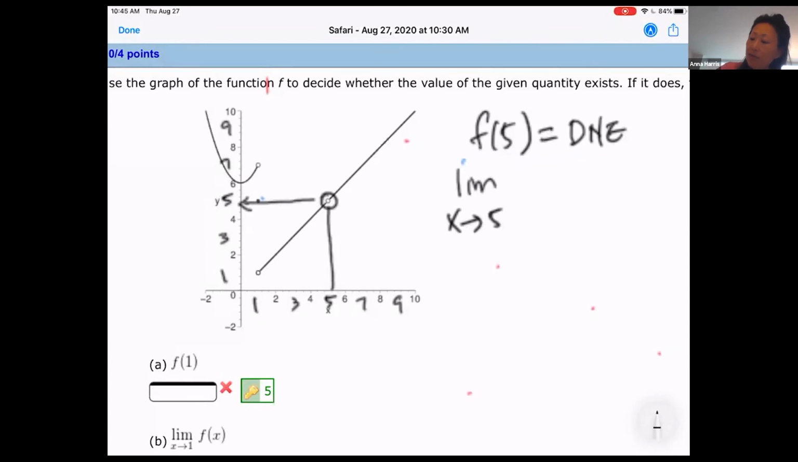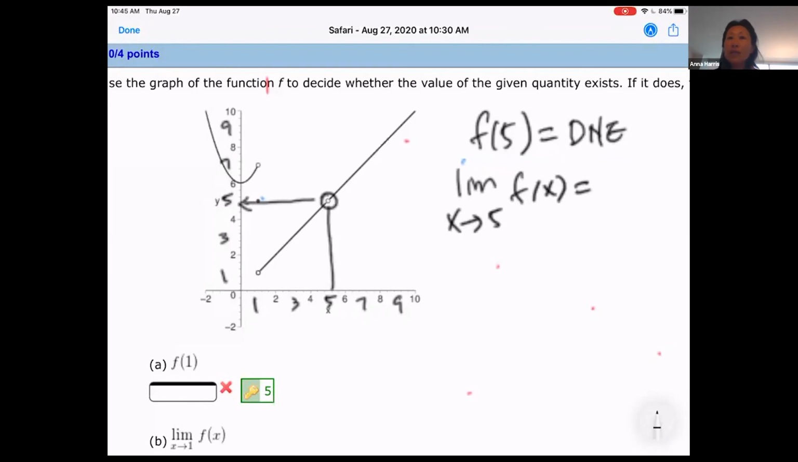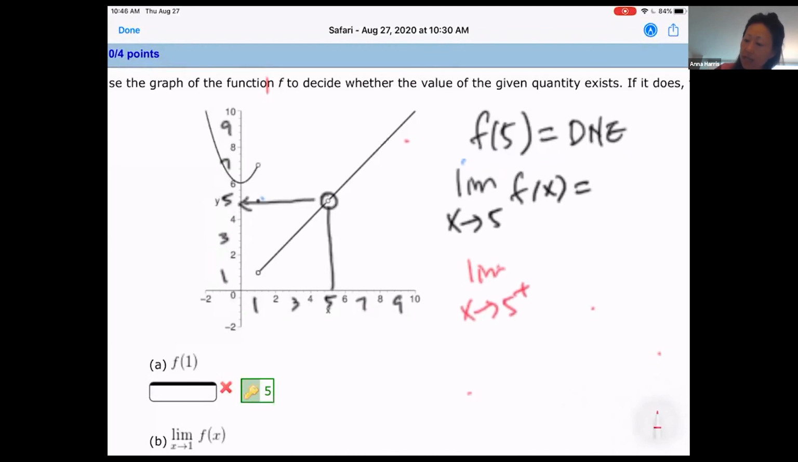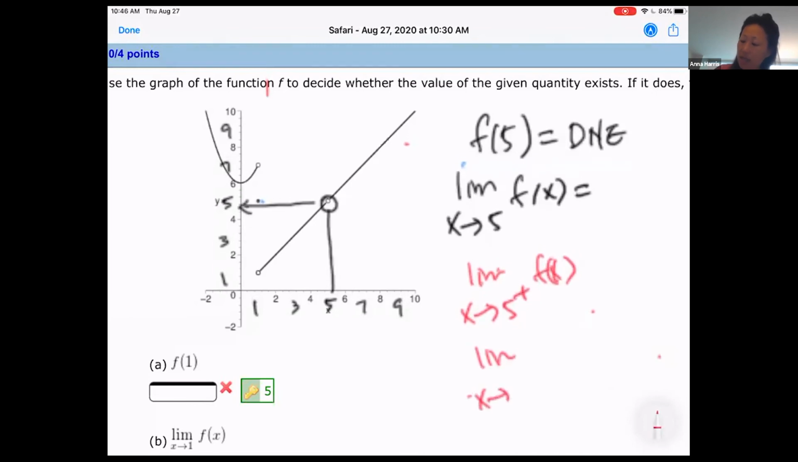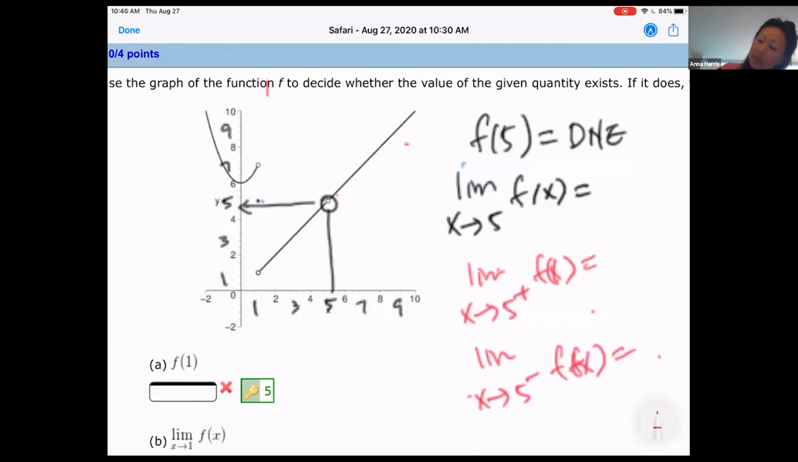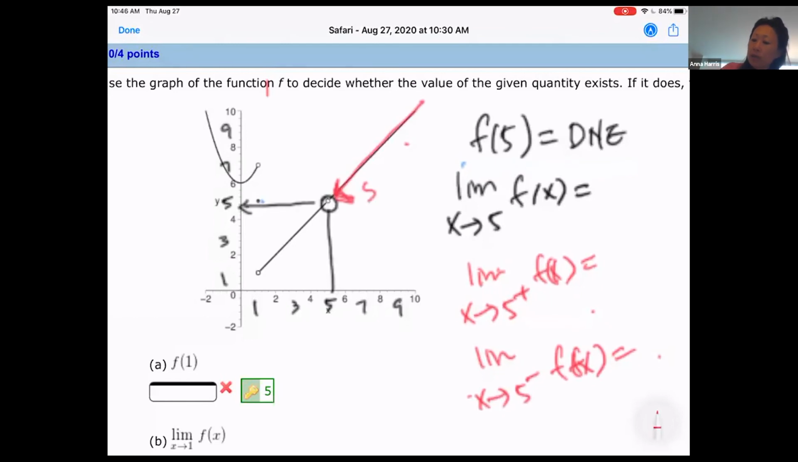The limit as x approaches 5. Remember, for the limit I have to look at the right-hand side and the left-hand side. So let's look at the limit as x approaches from the right-hand side, and as x approaches from the left-hand side. Right-hand side means this is my right-hand side, right? Where does the number approach to? 5.